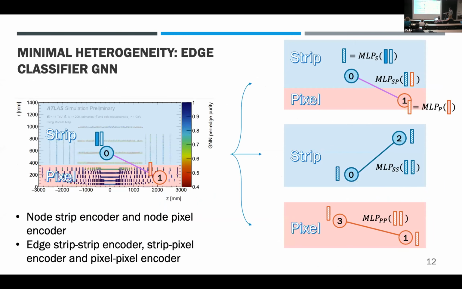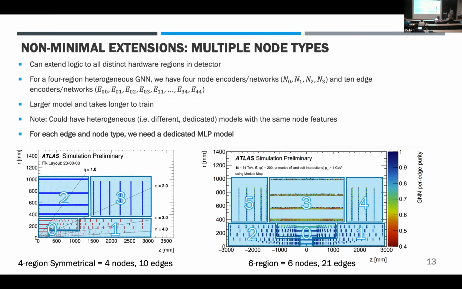So how does this work? Well, we take our pixel space points and our strip space points, and we basically give a different MLP to each combination of edges. So we have a pixel-pixel edge, a strip-strip edge, and a pixel-strip edge. But of course, that's assuming we only have two types of nodes, a pixel node and a strip node. There's no reason to stop there. We could have a different node type for every region of the detector.